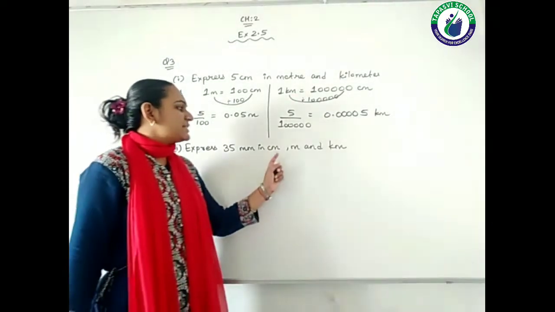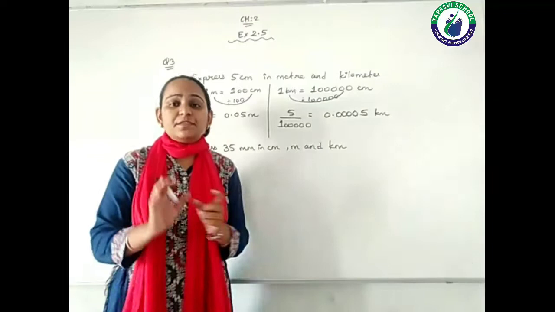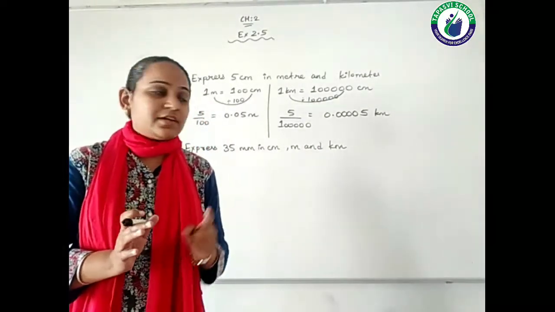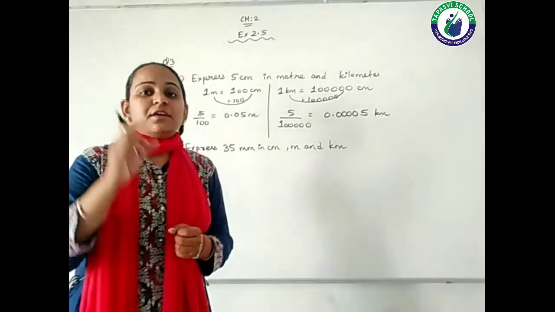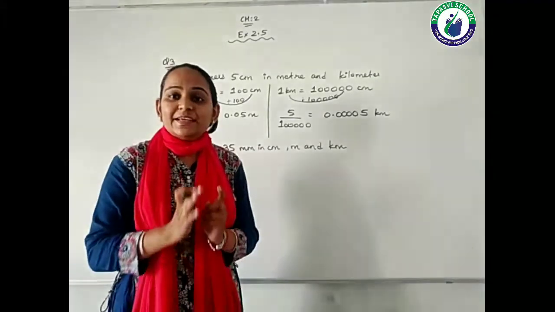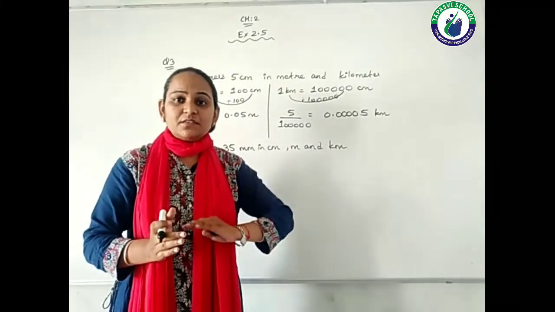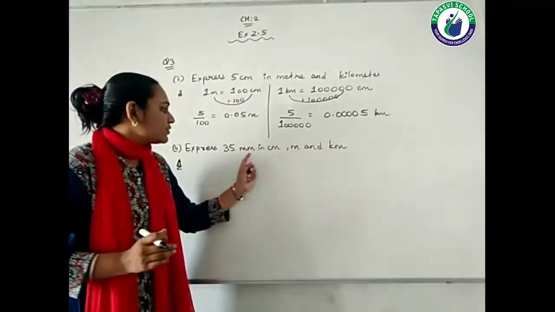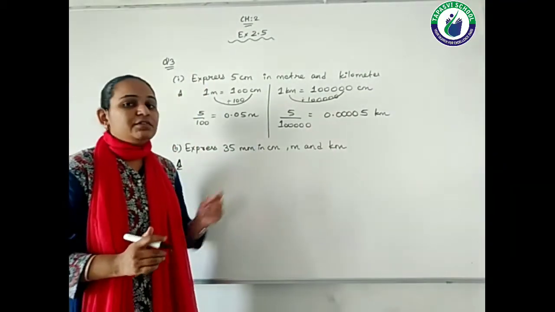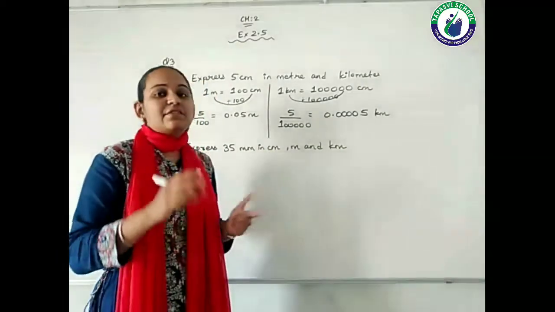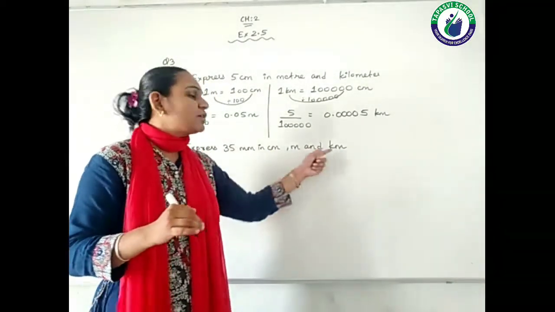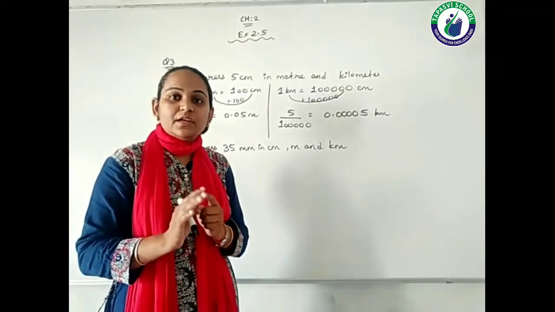35 mm in centimeter, meter and kilometer. That means we have to convert millimeter into centimeter, meter and kilometer, right? As per the hierarchy, milli is always at the last, that means at the below level. From the last to centi, we have only 1 jump. From milli to meter, we have 3 jumps, and milli to kilo, we have 6 jumps, right?